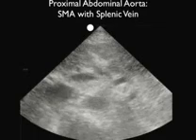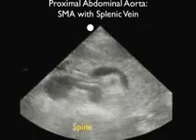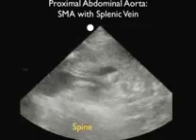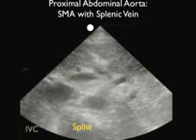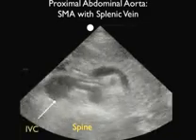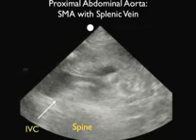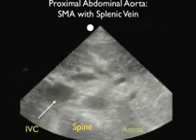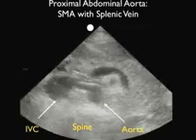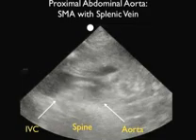Here's another short axis view of the proximal abdominal aorta. I have the probe configured over towards the patient's right side. We see here the spine, which serves as that most important landmark for referencing the large vascular structures within the abdominal cavity. We see the IVC towards the patient's right and the aorta towards the patient's left side.